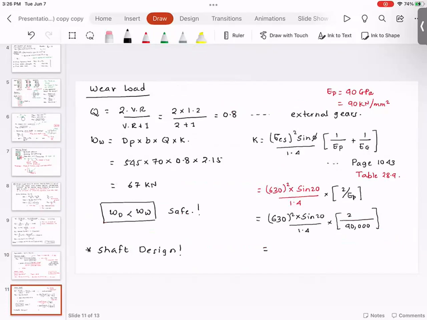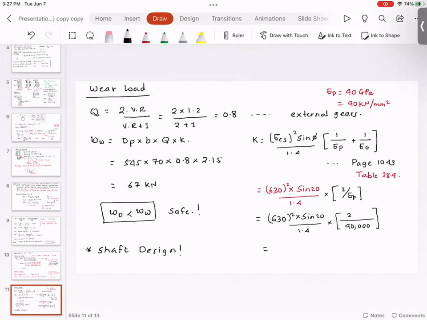The next part is we have to find out the wear load. To find the wear load, we have to first find out the value of Q. And this Q comes from whether the gear is internal or external. In this particular case, the gears are external. So value of Q is 0.8. We have to find out the value of K, which is the wear factor.